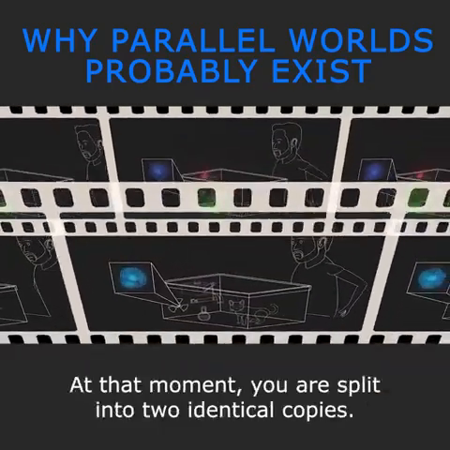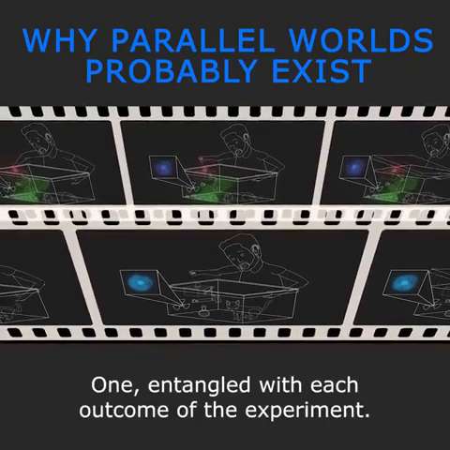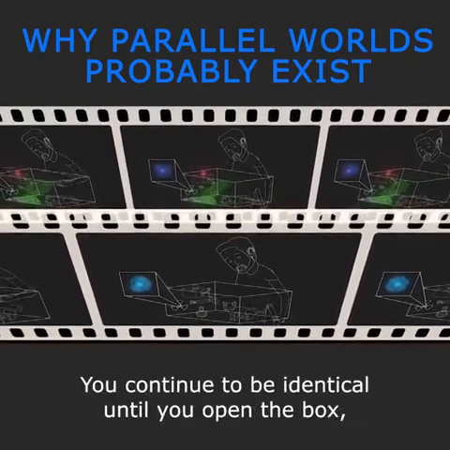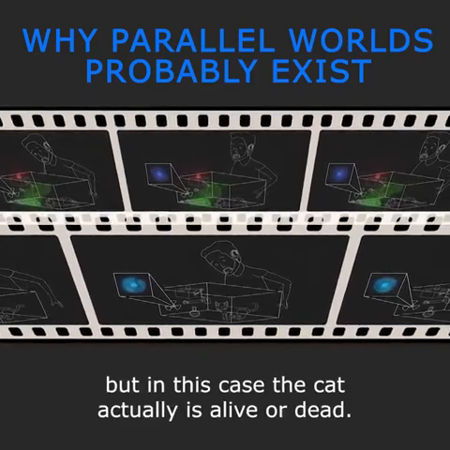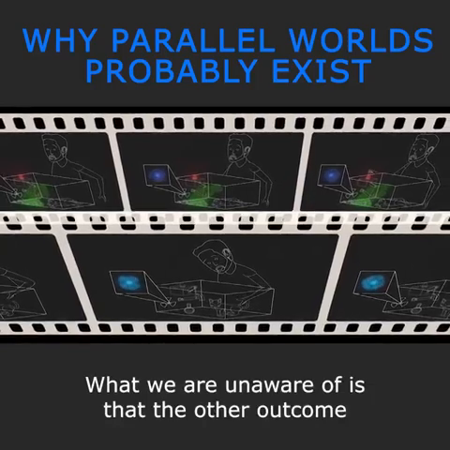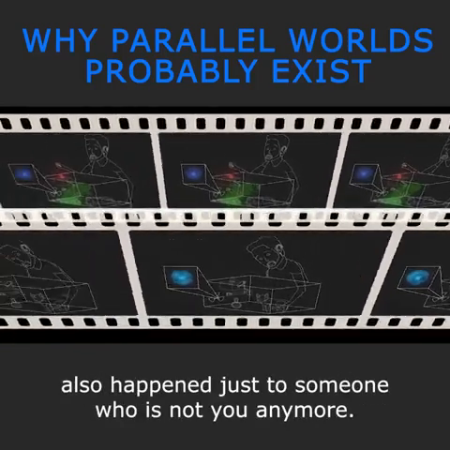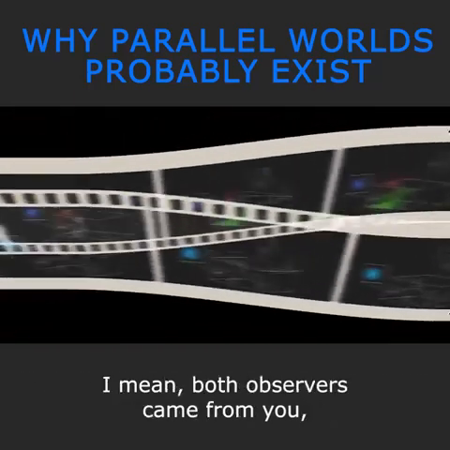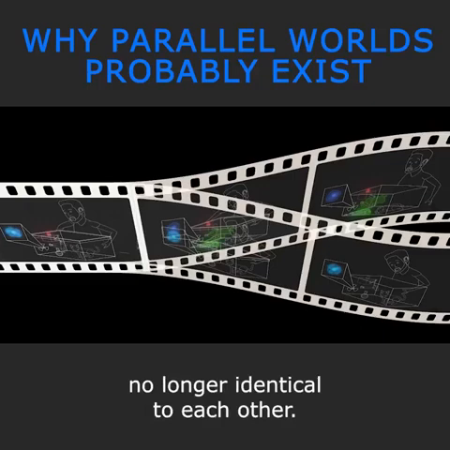At that moment, you are split into two identical copies, one entangled with each outcome of the experiment. You continue to be identical until you open the box, but in this case, the cat actually is alive or dead. You were just finding out by opening the box. What we are unaware of is that the other outcome also happened, just to someone who is not you anymore. I mean, both observers came from you, but they are no longer you, and they're no longer identical to each other.